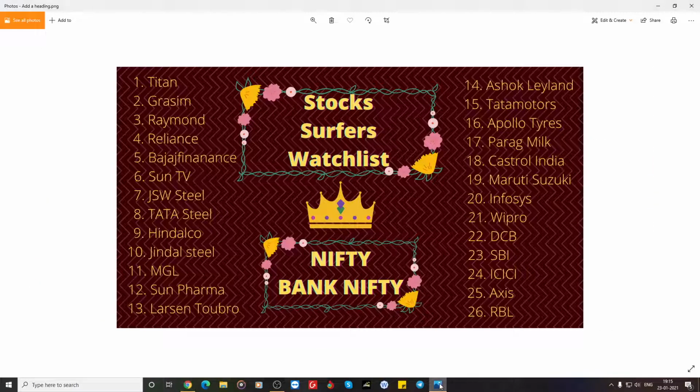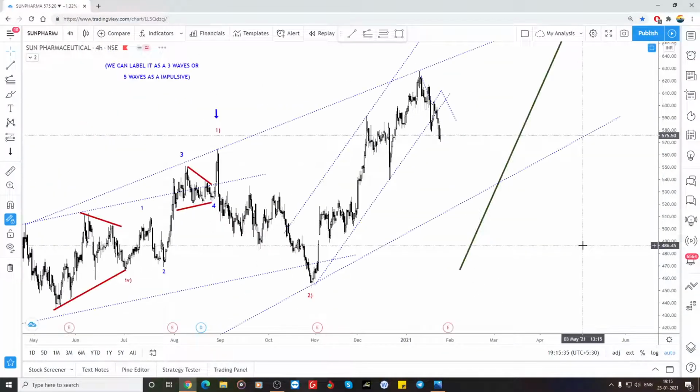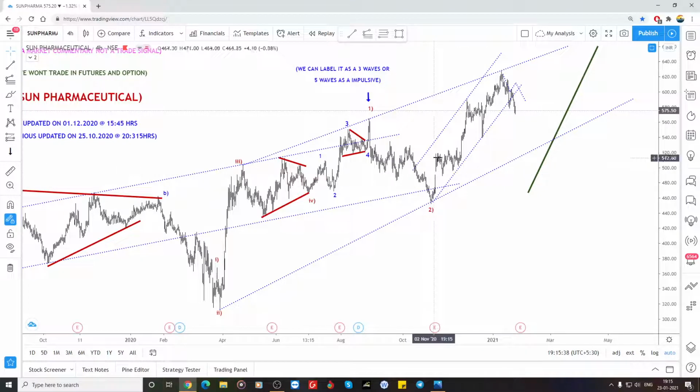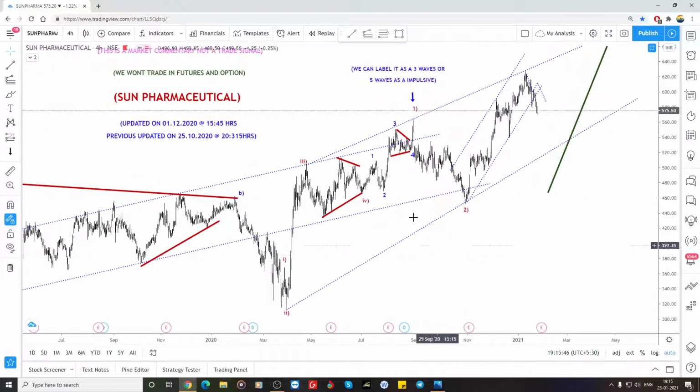So next is Sun Pharma. Sun Pharma also, exactly what I said, 1, 2, 3, 4, 5 has got completed. So I'm expecting a 3-wave structure to the downside. Here also it's looking like a wave 1 and wave 2. So it could be a diagonal formation also. So here it's the end of the third. The fourth could be a triangle or whatever.